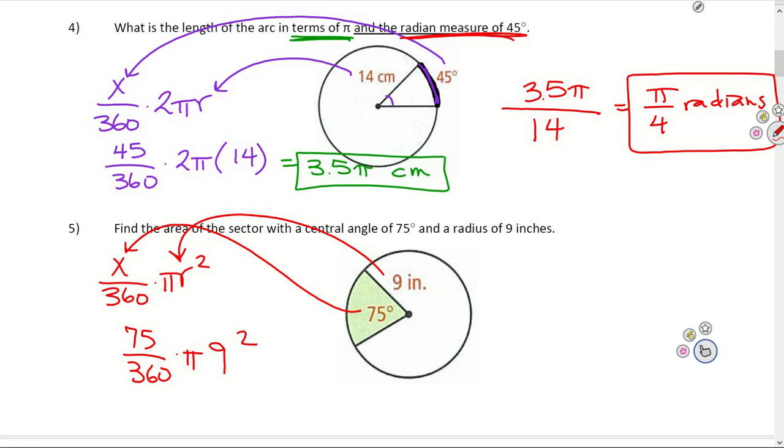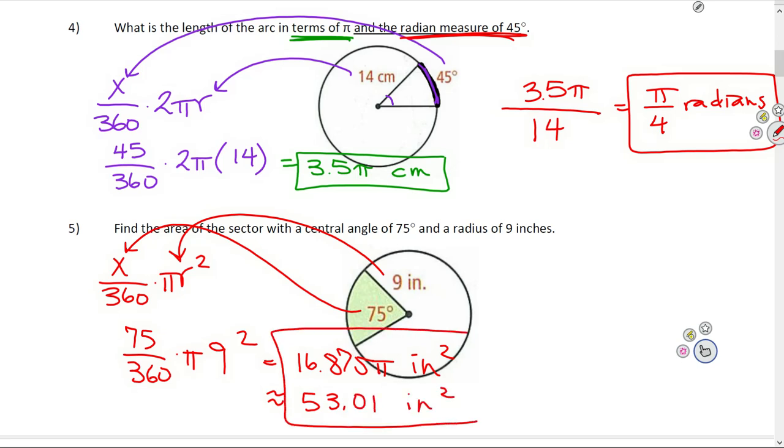This one does not say in terms of pi, and so I would take it either way. If I don't specify in the problem, then you can give it to me either way. This is equal to 16.875 pi inches squared. The units are squared, not the number. Or the estimate would be approximately 53.01 inches squared. Either one would be a fine answer for me. Okay. All right. Moving along.